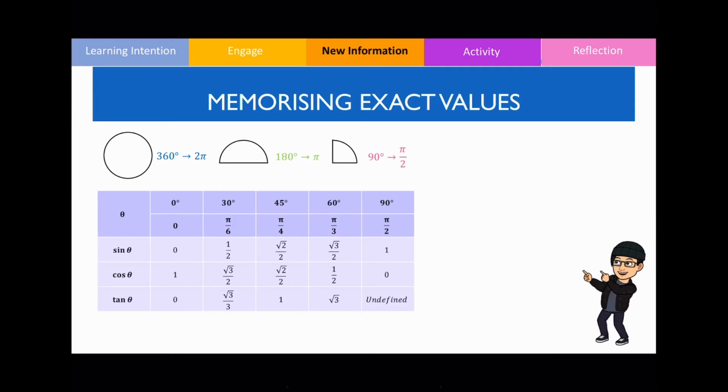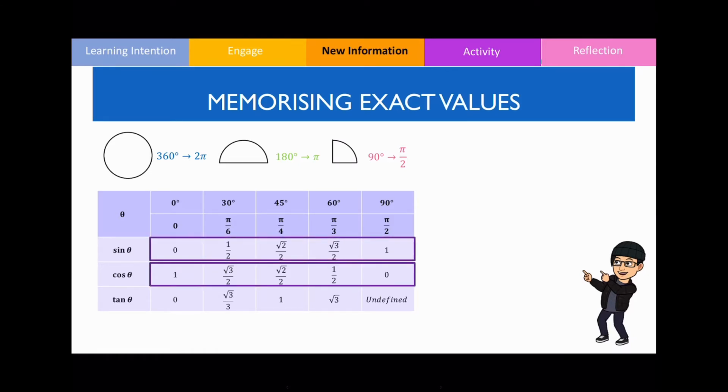Now that we've gone through the radian equivalents for these common angles, let's look at the exact values of sine, cosine, and tan. The first thing I want to point out to help you memorize this is the patterns between the exact values of sine and cosine. There is a particular pattern over here. I want you to look at this carefully and tell me, what do you notice between these values?